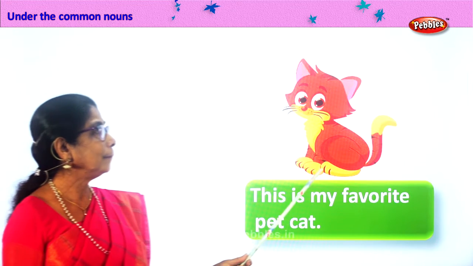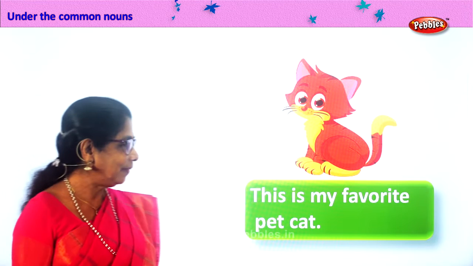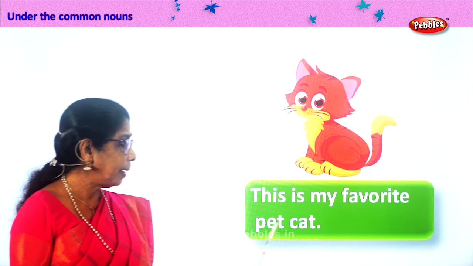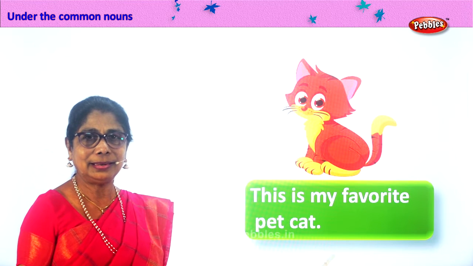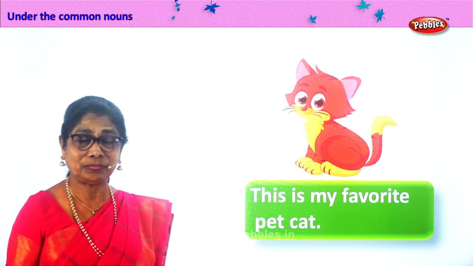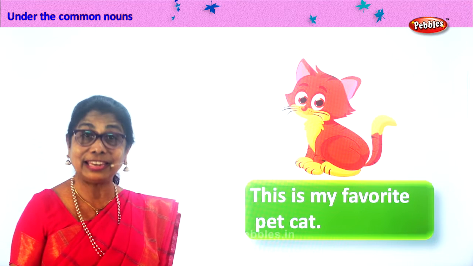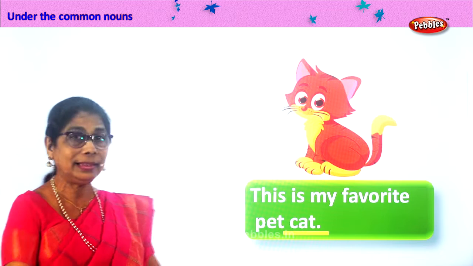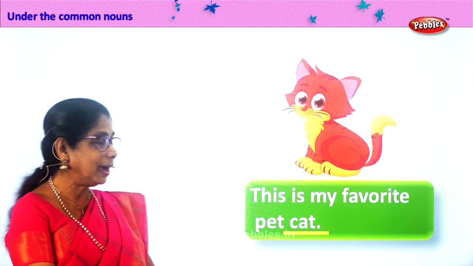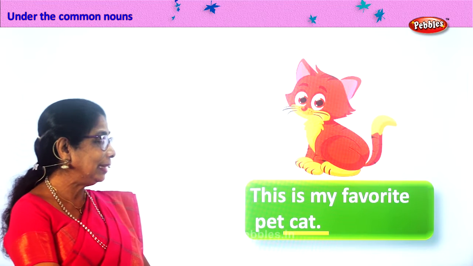Look, a lovely little pussycat is sitting here. Yes? Like the picture? Lovely. Let's read. This is my favorite pet cat. A little child is telling, this is my favorite pet cat. Can you identify the common noun? Cat. Very good. So we underline cat. Cat is a common noun. This is my favorite pet cat. So cat is the common noun in this sentence.